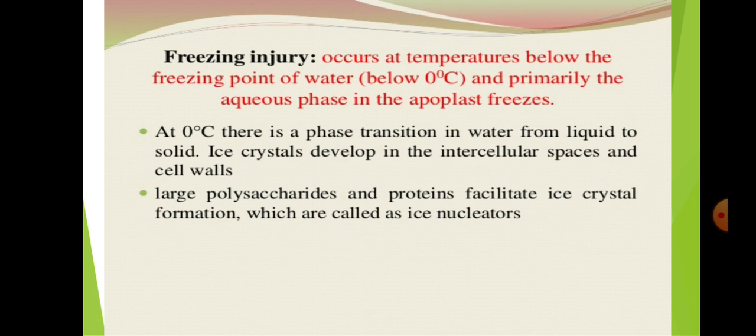The next type of temperature injury is freezing injury. It occurs at temperatures below the freezing point of water, that is 0 degrees Celsius, and primarily the aqueous phase in the apoplast freezes. At 0 degrees Celsius there is a phase transition in water from liquid to solid, and formation of crystals takes place. Due to development of crystals in the intracellular spaces and cell walls, large polysaccharides and proteins facilitate ice crystal formation, which are called ice nucleators.